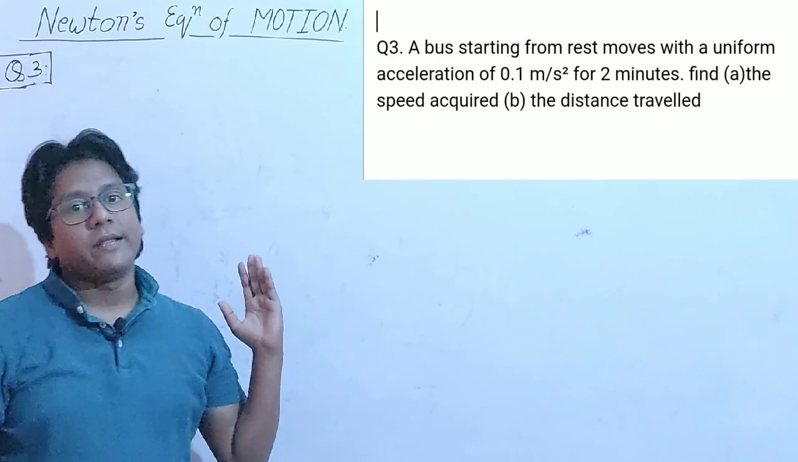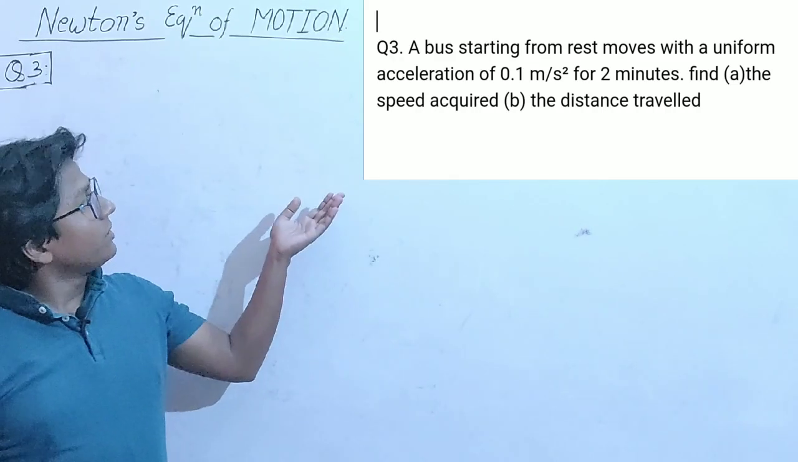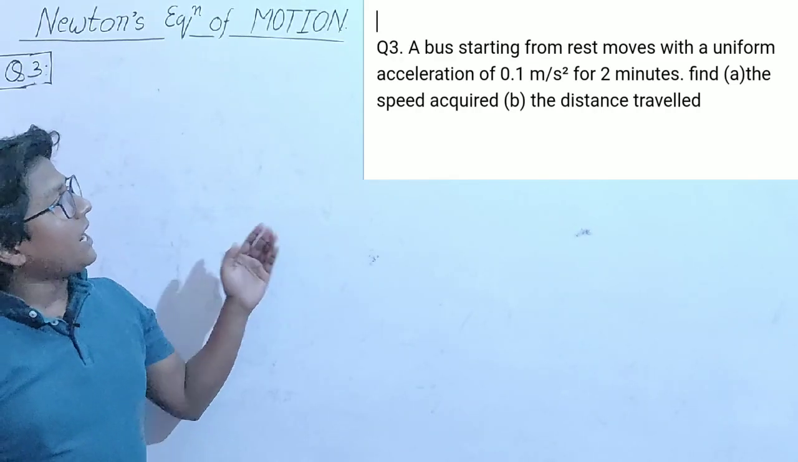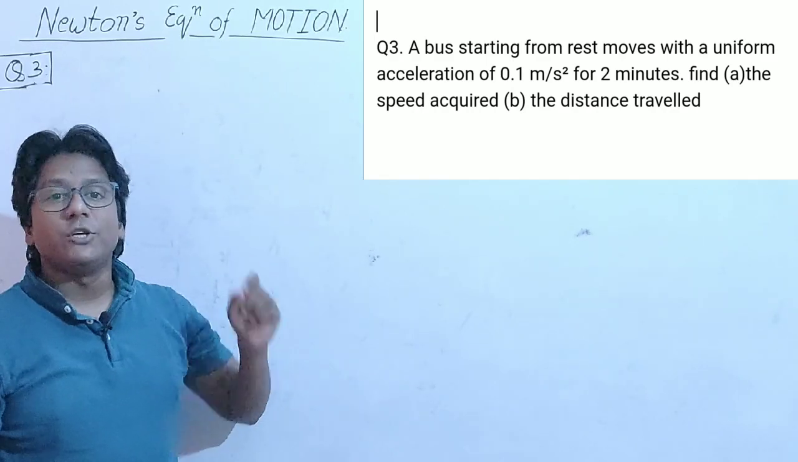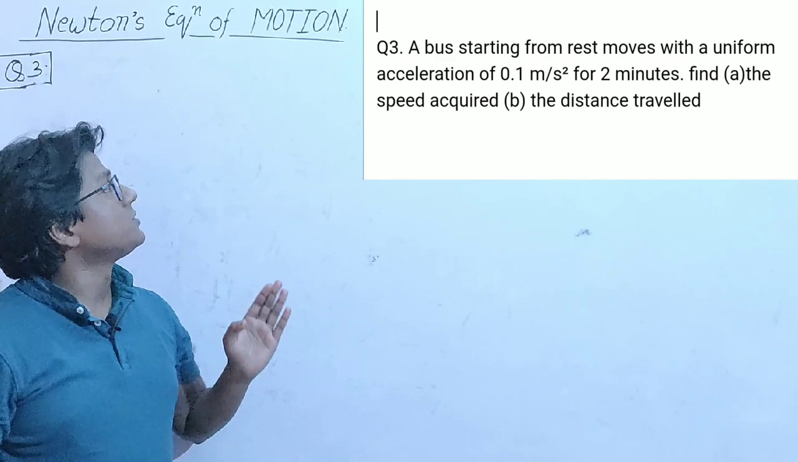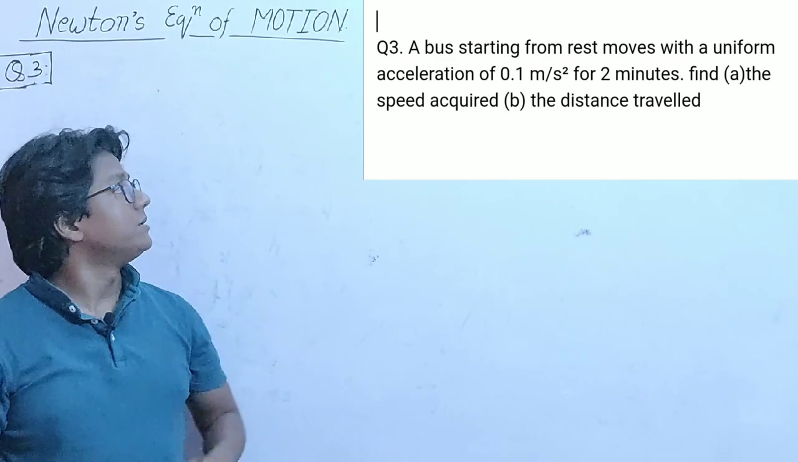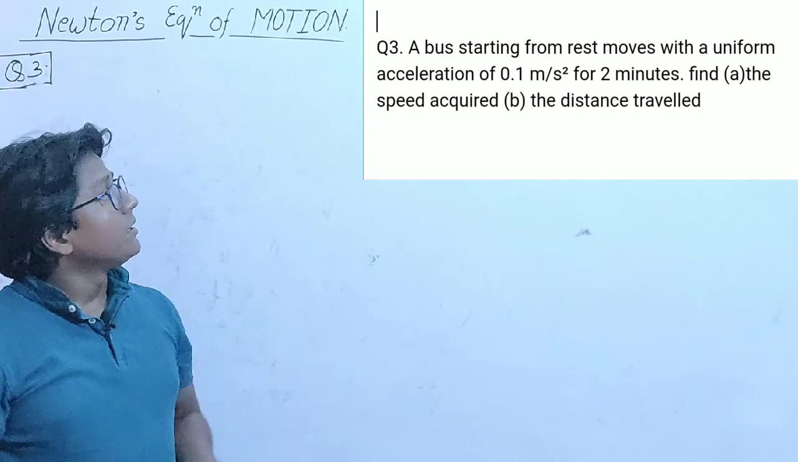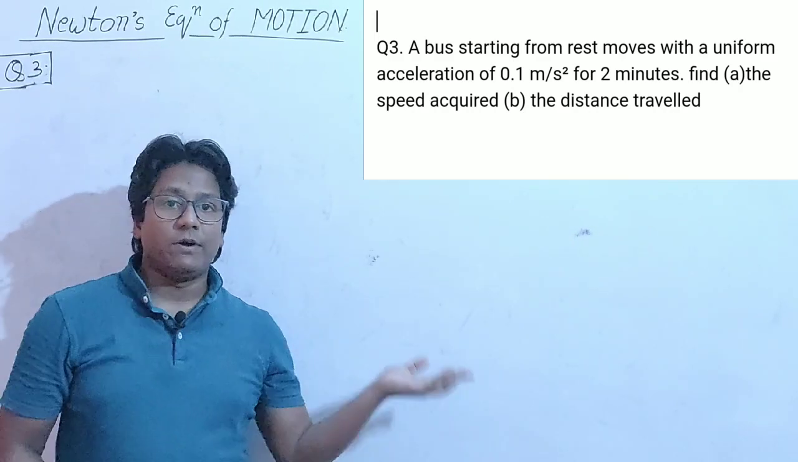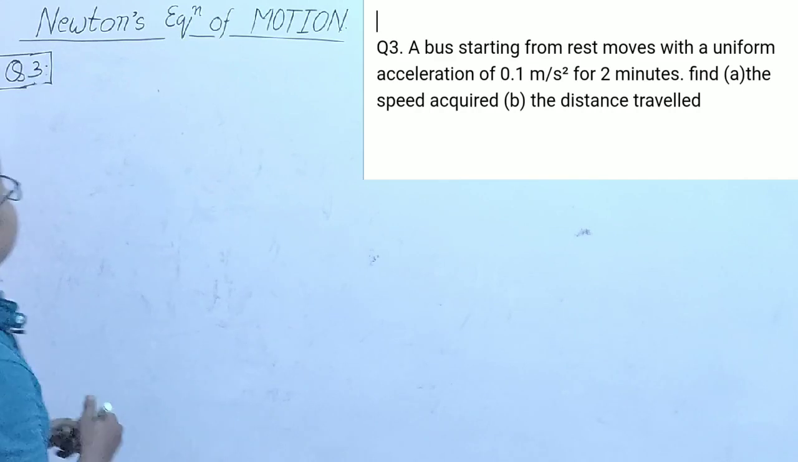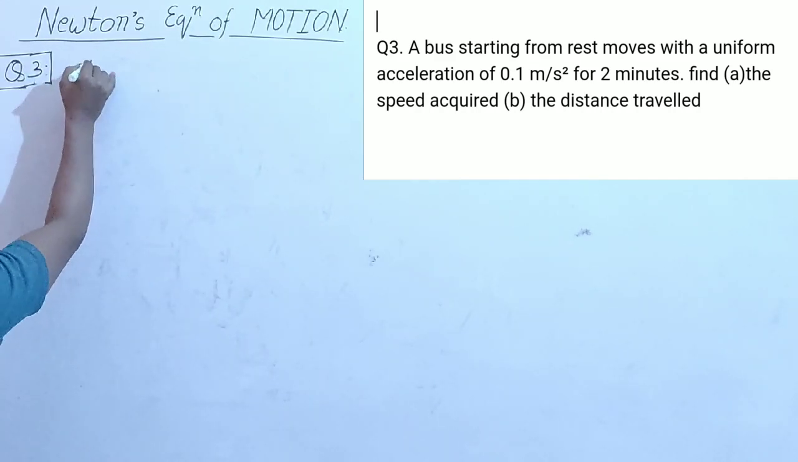Now moving for the next numerical, you can see the numerical here. A bus starting from rest moves with a uniform acceleration of 0.1 meter per second square for 2 minutes. Find A, the speed acquired, and second, the distance traveled. So first of all, we can write the given data. So what is given in the question?